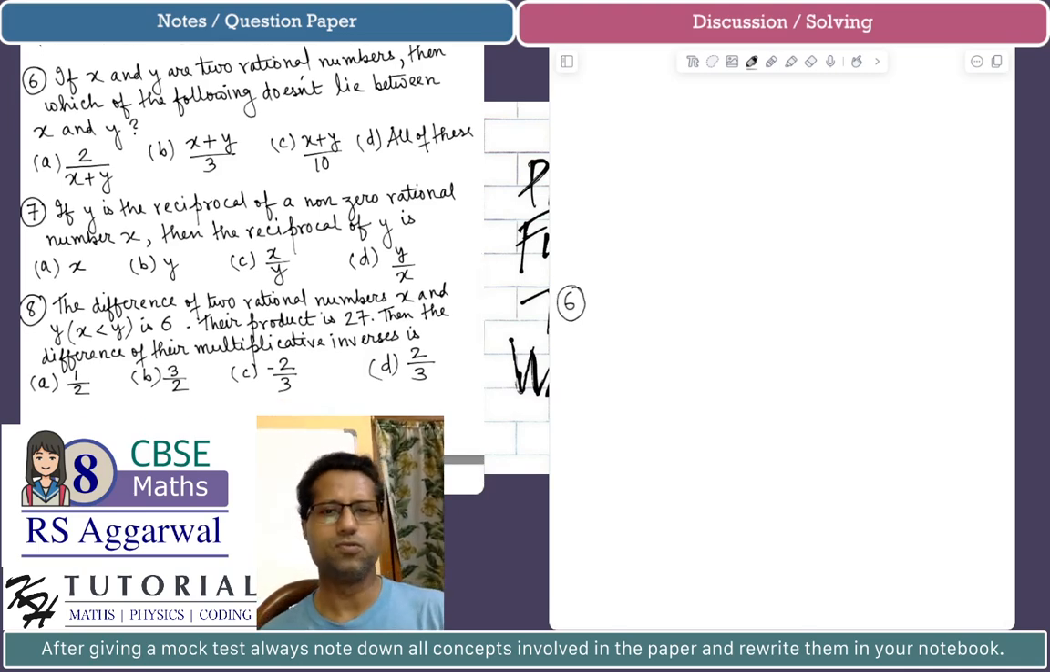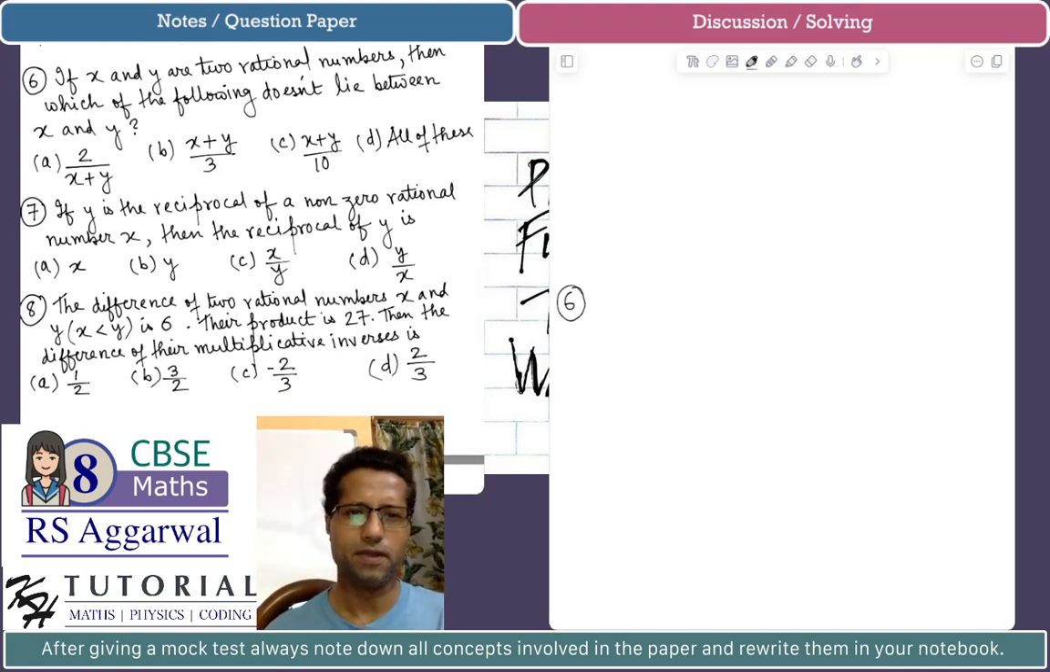If x and y are two rational numbers, then which of the following doesn't lie between x and y? Now, it is not given whether x is greater than y or x is less than y. It is just saying which of the choices will not lie between x and y.